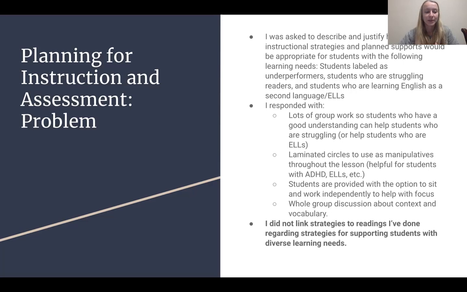While this answer may have been based on things that I've read before and just knowledge that I've accumulated throughout my time in the MAT program, I did not specifically link these strategies to readings I've done regarding strategies for supporting students with diverse learning needs. So I didn't include specific references to that research-based strategy.